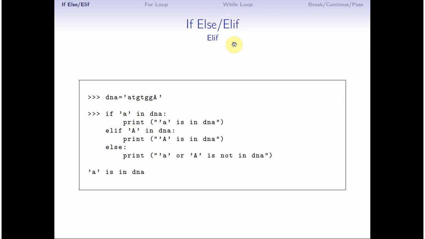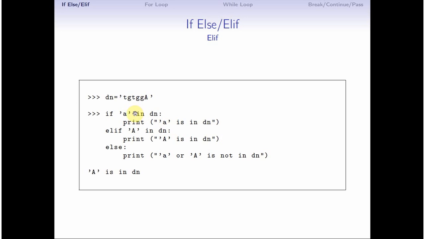Just now that slide had a big problem, so I deleted it. So for example, this is the example. DNA is the string we have. If a is in DNA, and this condition is true, this will be printed out. Elif capital A is in DNA, it will print capital A is in DNA. Else, if these two conditions fail, the remaining cases, this is what I print. As a is in DNA, this condition is fulfilled, so this will be printed out.